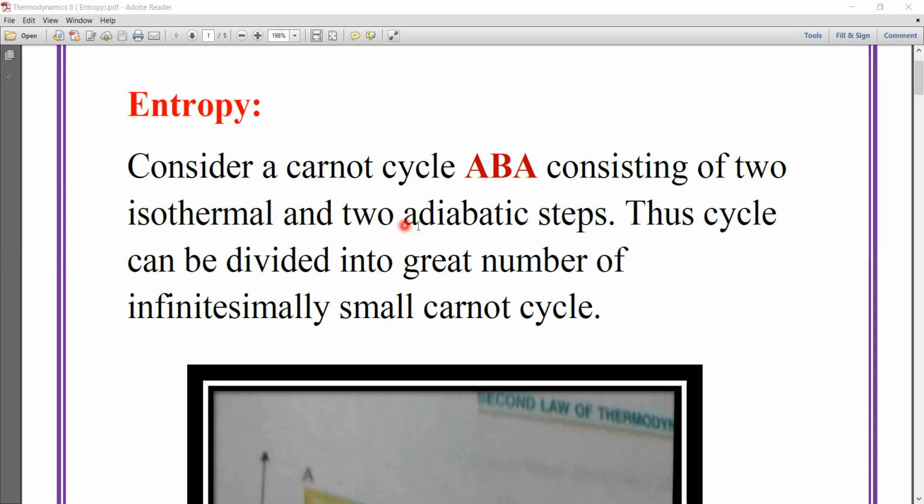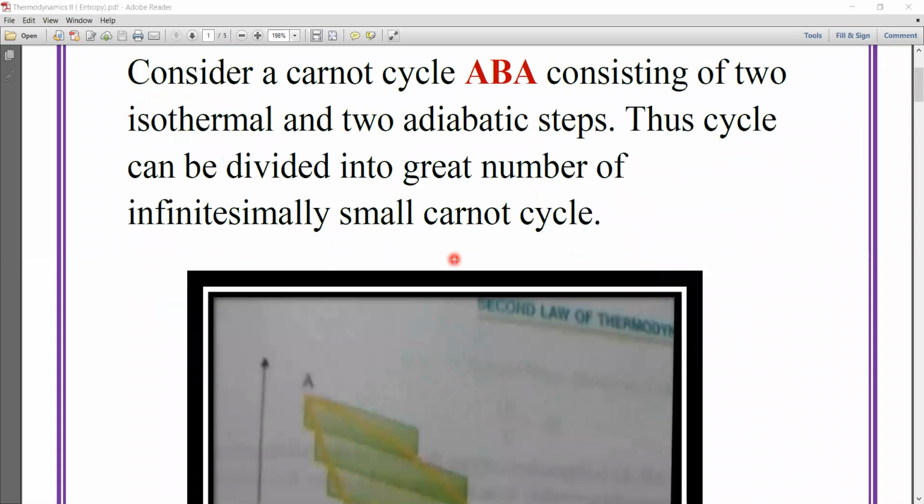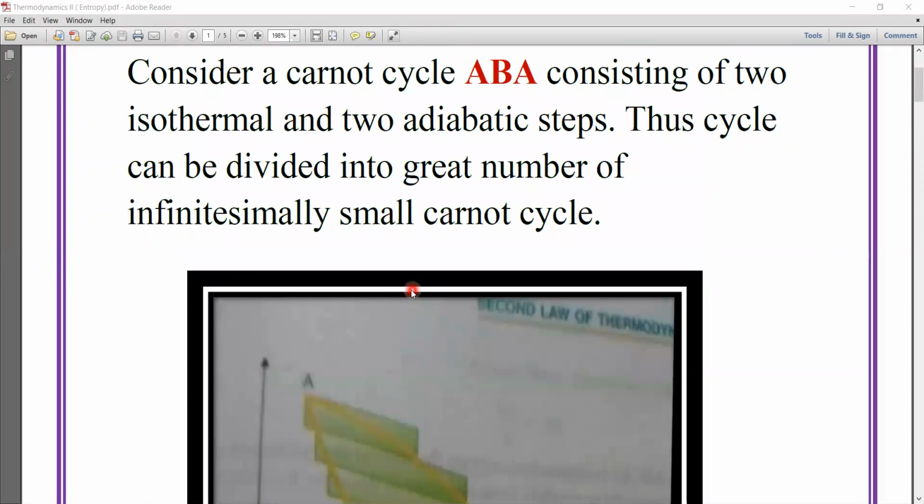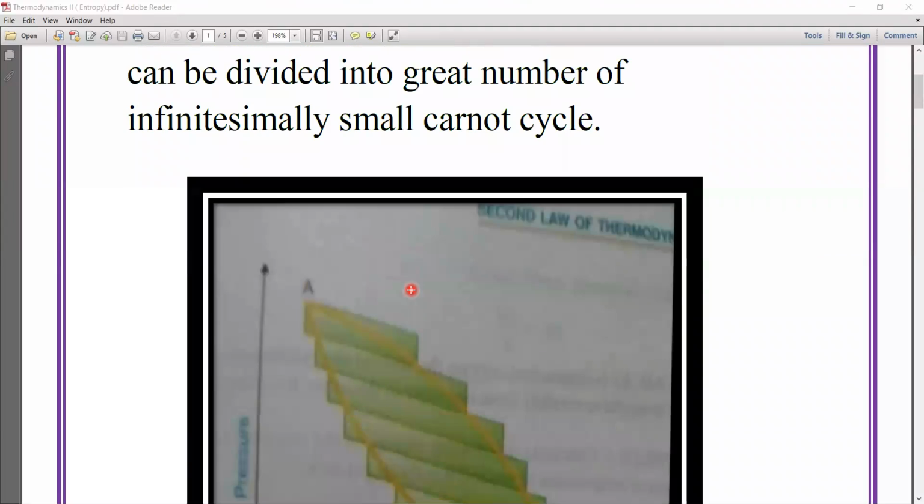Now, to explain this, consider a Carnot cycle ABA consisting of two isothermal and two adiabatic steps. See in this diagram, it consists of a Carnot cycle. See A, it goes to B. Now again it goes to A. So it becomes a Carnot cycle. So this A goes to B, and again this B goes to A. So we have considered here a Carnot cycle ABA.